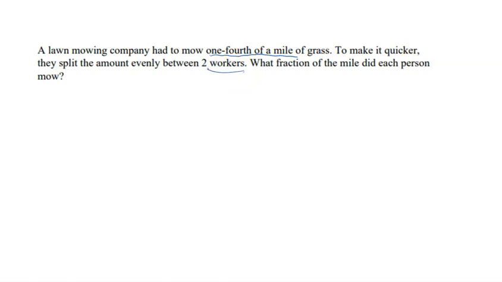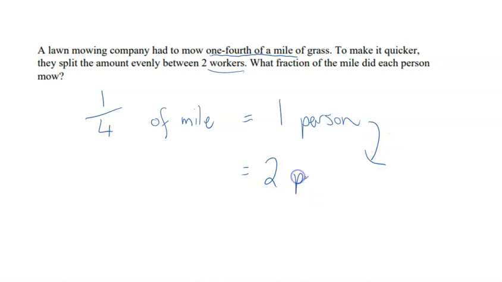Okay, so they had to mow 1/4 of a mile of grass, and that originally was going to be just for one person. So once again, I've got my starting point for this question. There's 1/4 of a mile, and that's one person. We need to split the amount evenly between the 2, so we actually want to get to 2 people. I put that on the people side, and this is the amount of grass that we need to mow.